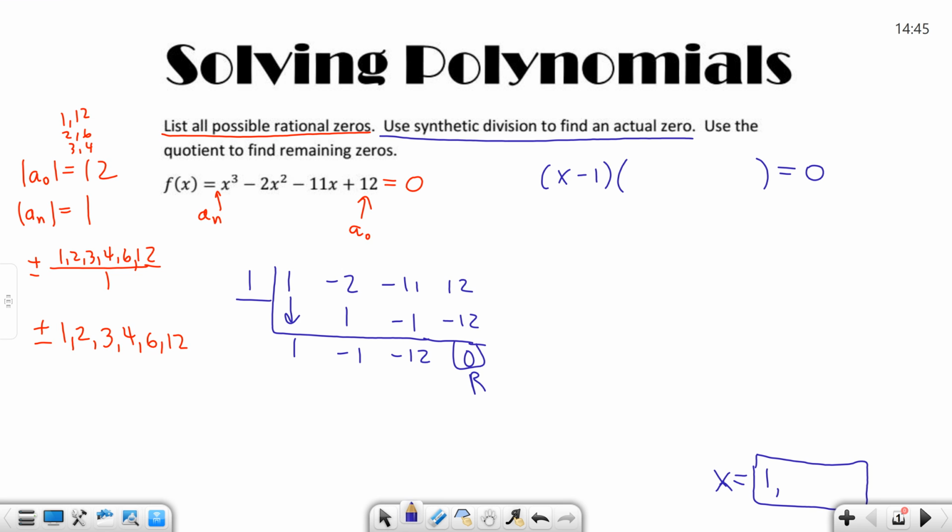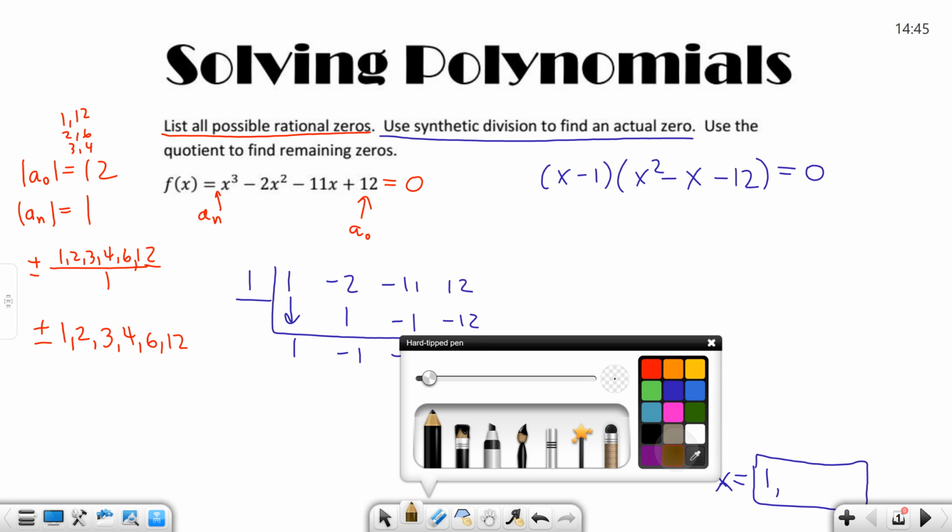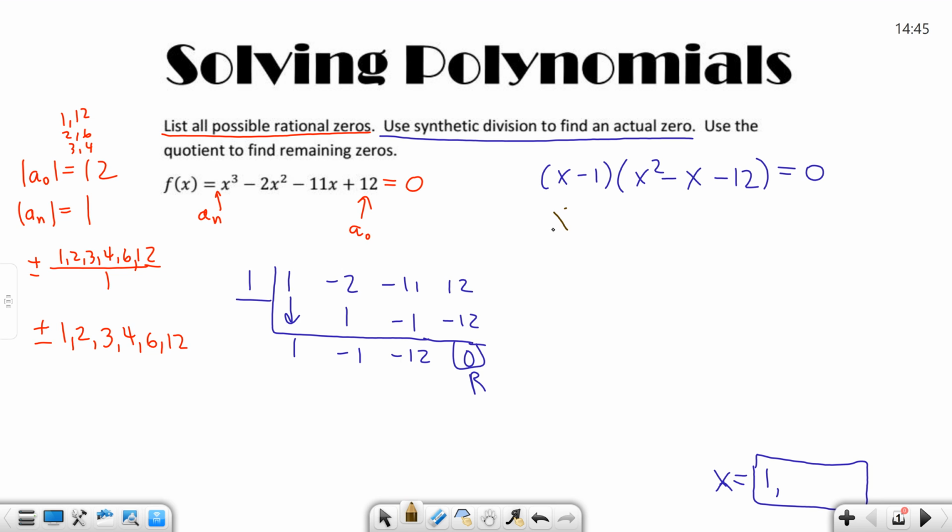All right, so x minus 1, and what's left? Well, remember, this is what goes here, right? So then that's going to be x squared. That's what this is, and this is minus x, right? So this is minus x and then minus 12. And now that factor's much simpler than all this other business because that's just a list method.